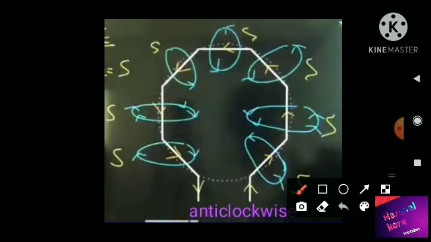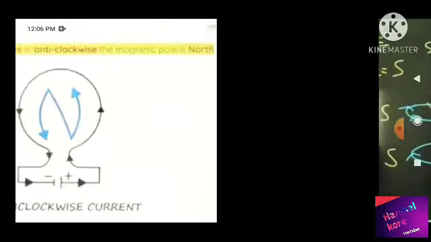So what if we move the current anti-clockwise? We can understand the direction also changed. When we change the direction of current flow, the north and south sides, all the poles of a magnetic field, can also be changed. The direction of current is directly related to the poles of a magnetic field. So in anti-clockwise, outside is the south side and inside it is the north side. Understood?